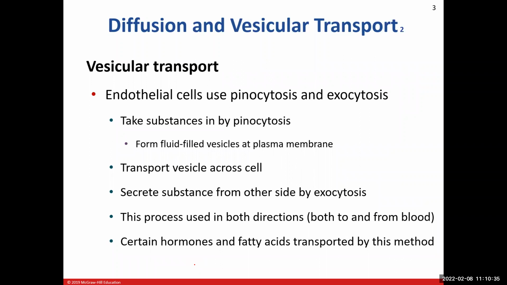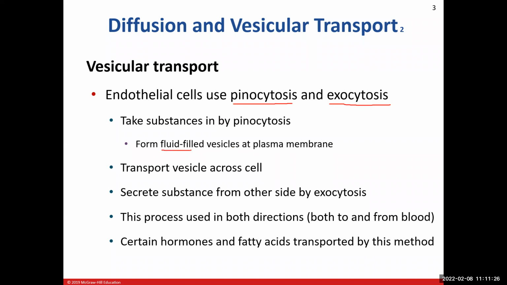The other topic is vesicular transport. If you recall, vesicular transport is an active process, so we will be utilizing ATP. Our endothelial cells, the cells that line our blood vessels and the lymphatic vessels, are going to utilize pinocytosis. Remember, pinocytosis was the cell drinking, very non-selective, and then exocytosis. Pinocytosis is going to be taking stuff in from the outside of the cell. With exocytosis, we're going to be getting rid of material from the inside of the cell and expelling it out of the cell. So when you see pinocytosis, think fluid.